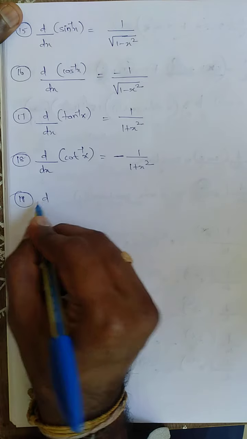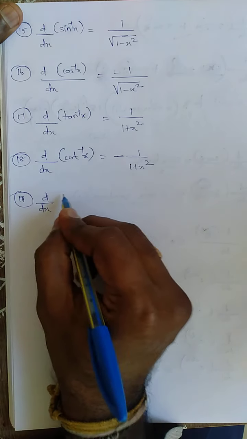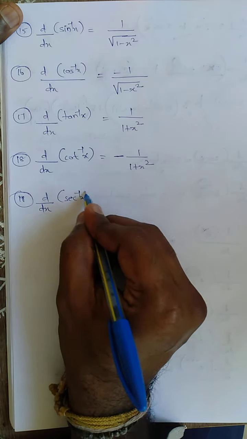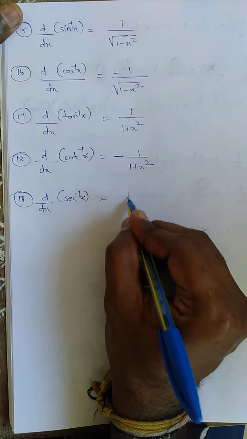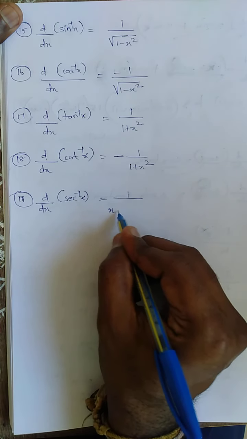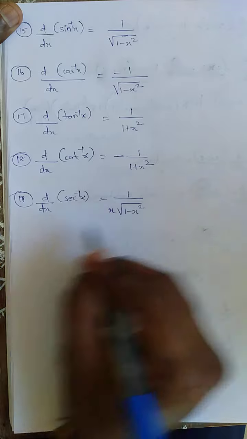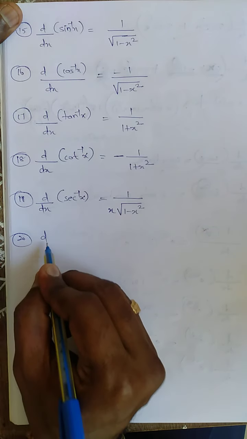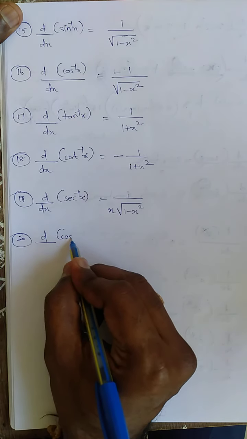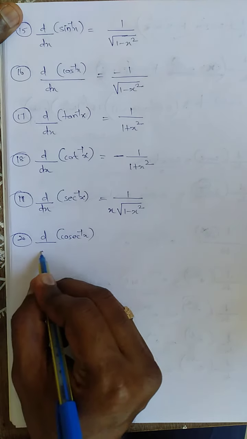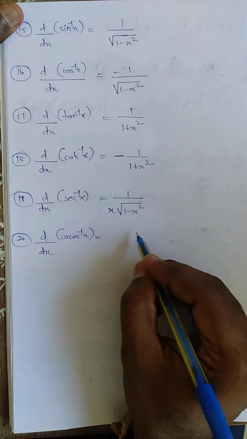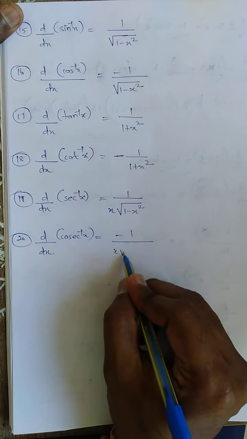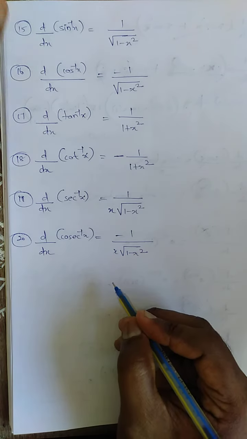19th formula: the derivative of secant inverse of x with respect to x is 1 divided by x square root of x square minus 1. 20th formula: the derivative of cosecant inverse of x by dx is nothing but minus 1 divided by x square root of x square minus 1.